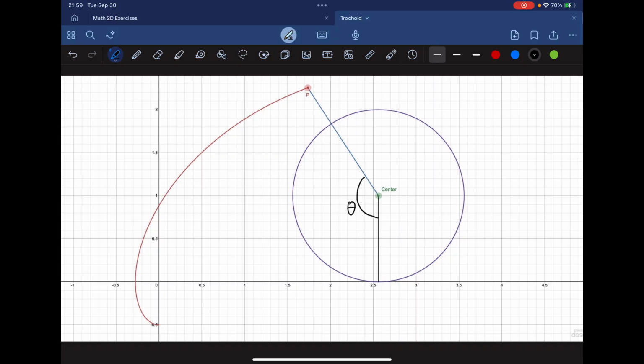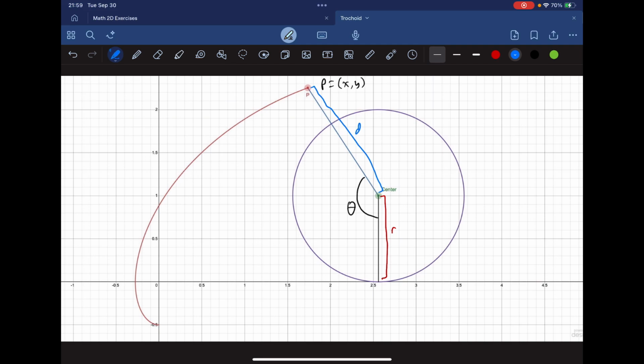So if we let P, our point P, have coordinates x, y for now, our goal is to express x and y both as functions of theta. And now let's go ahead and add a few more labels. Recall that our circle has radius r, so this is going to have radius r. And the distance from the center to P was called d. So this will be d.